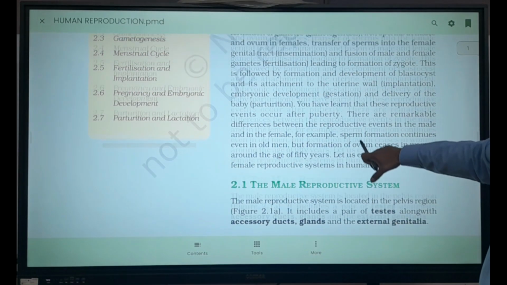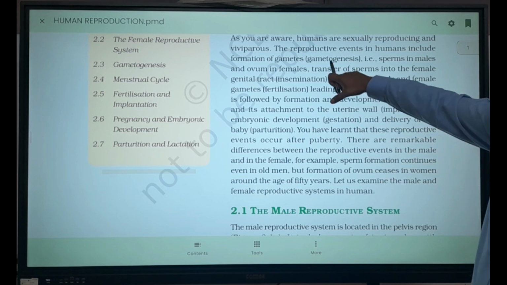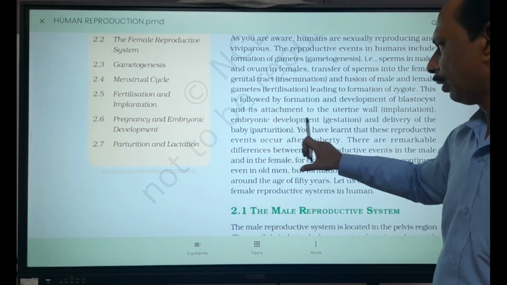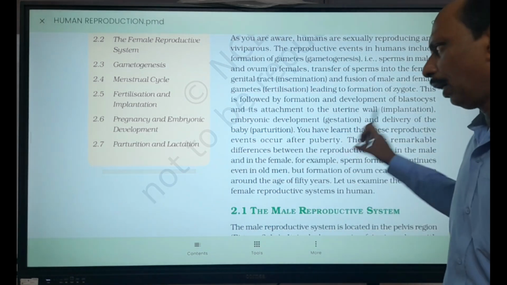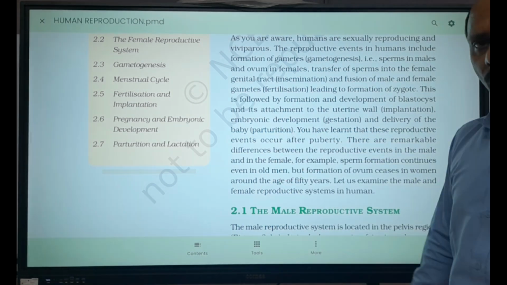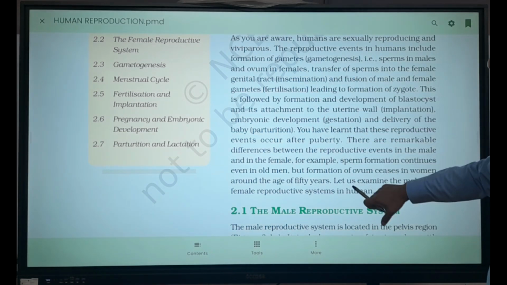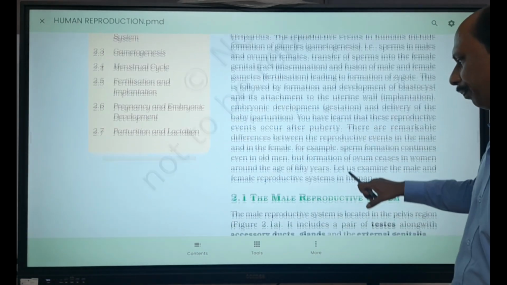Some specific steps are given, like first gametogenesis, then insemination, then fertilization, then gestation period, and the last one given here is parturition. We will discuss these terms in detail in this chapter.